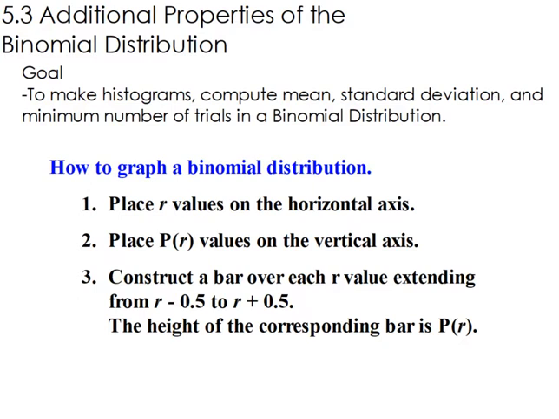We're going to graph a binomial distribution, which is really a histogram, where r is going to be the horizontal axis. The probability of each event is going to be on the vertical axis. And we're going to construct the bars by extending r by minus 0.5 and plus 0.5. I'll talk to you a little bit on the next slide as to why that is.